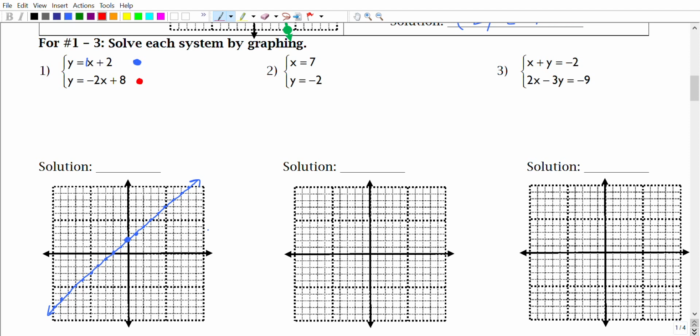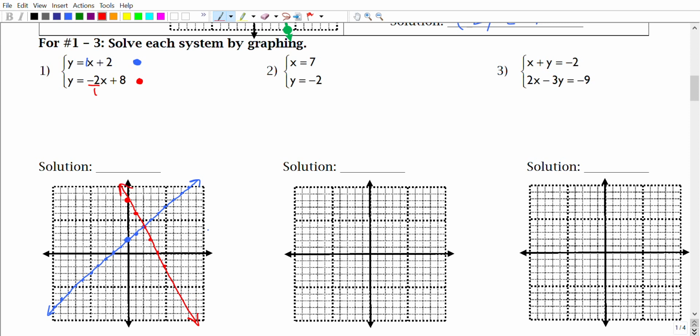So I have negative 2x plus 8, so my y-intercept I can see is a positive 8. And my slope is a negative 2 over 1. So I'm going to go down 2 to the right 1, down 2 to the right 1, down 2 to the right 1, and so on and so forth. So I'm going to go ahead and graph my line.